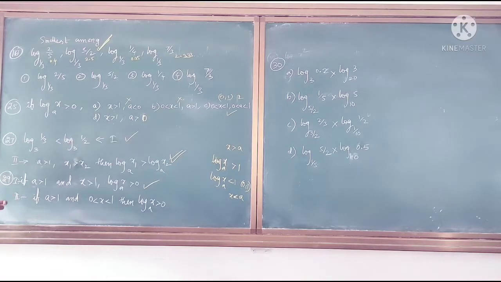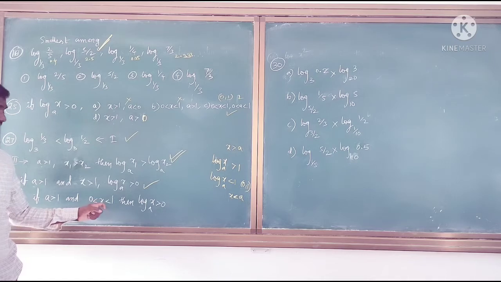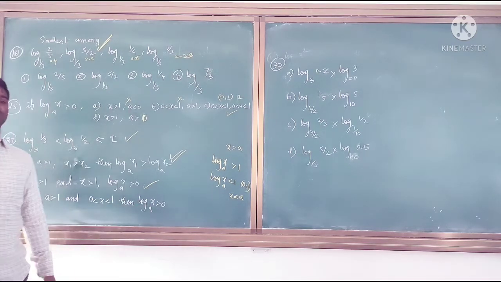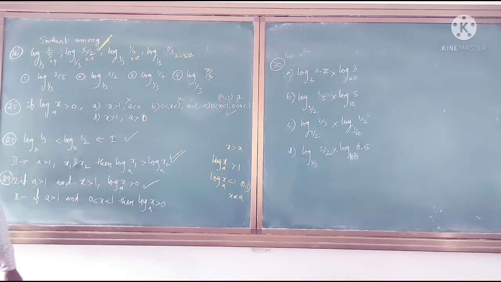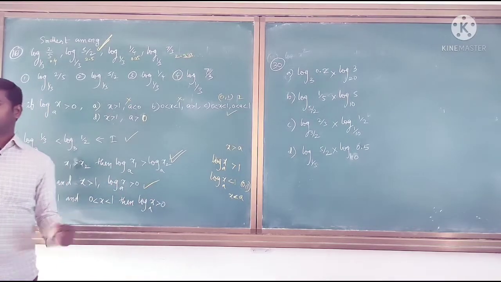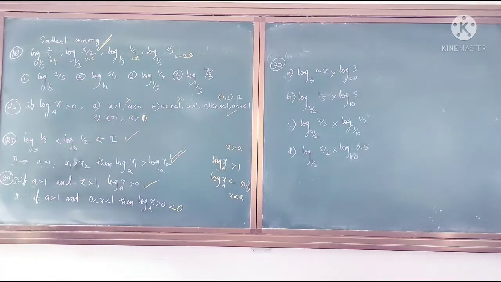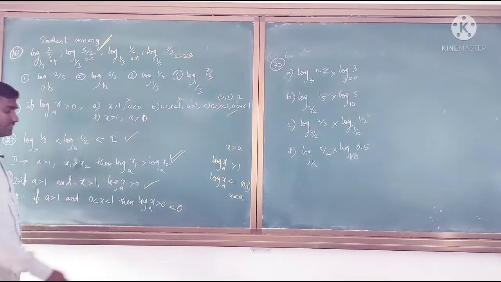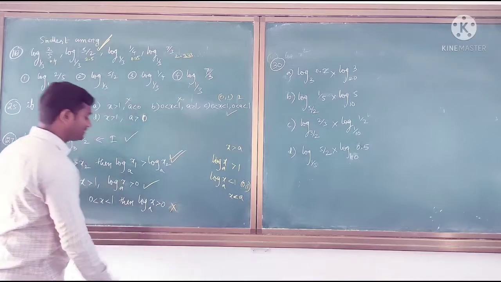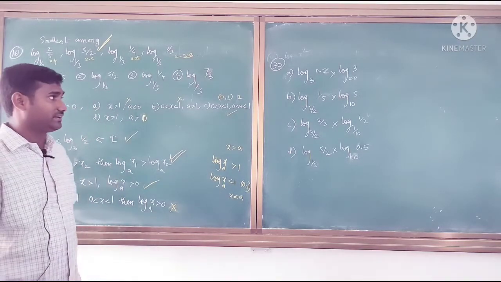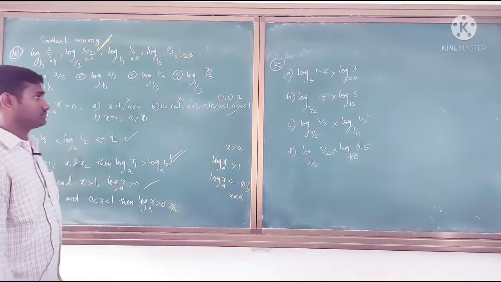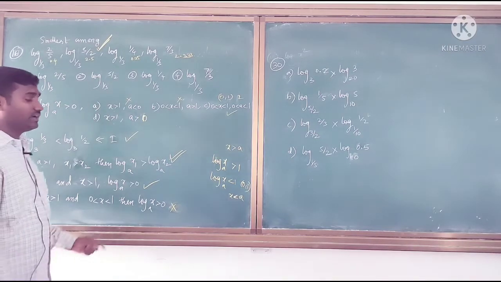Next, if A is greater than 1 and x lies between 0 and 1, then log x to the base A is greater than 0. Is it true? No. If x lies between 0 and 1 and A is greater than 1, then this value is less than 0. So this is false. Which is the correct option? Only one is true. Third, only one is true.